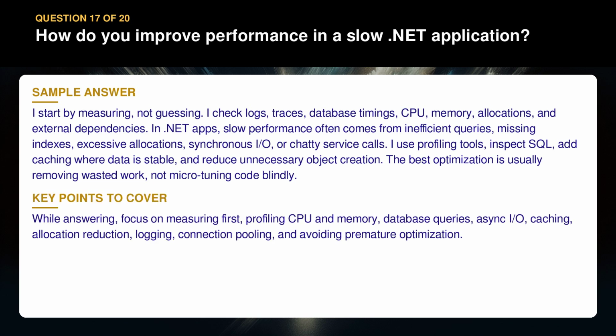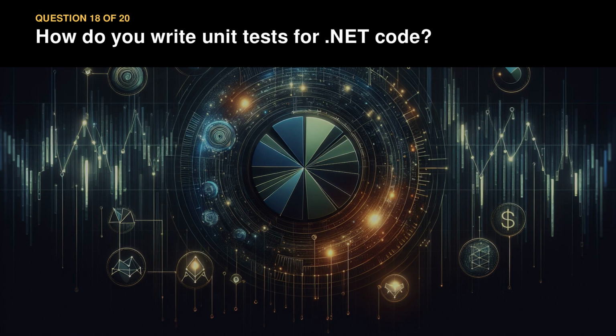While answering, focus on measuring first, profiling CPU and memory, database queries, async I/O, caching, allocation reduction, logging, connection pooling, and avoiding premature optimization. Question 18. How do you write unit tests for .NET code?